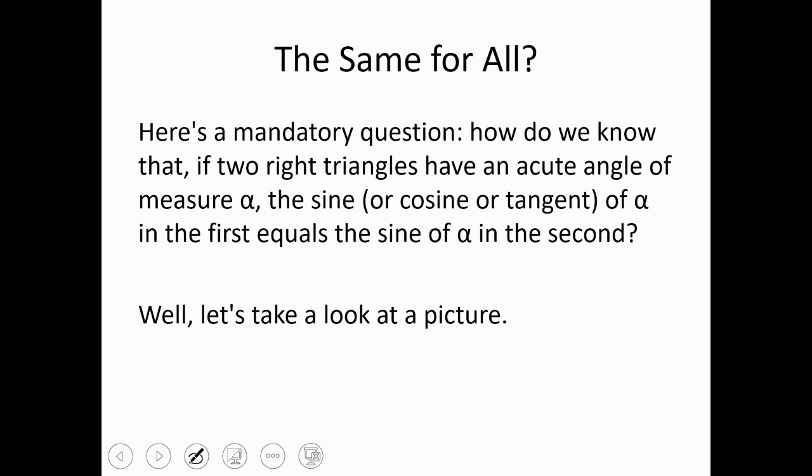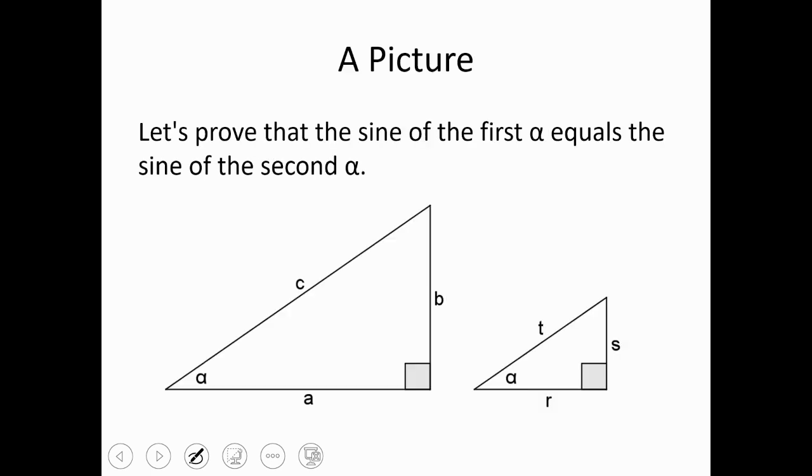And that is true. The value of the cosine or the sine or the tangent of a particular acute angle of a right triangle depends only upon that angle measure. Nothing else is needed to know what the ratio is, like in the case of sine, opposite over hypotenuse. But we need to understand why that is the case. That is, we need to understand why the value of the sine of an angle is the same in all right triangles that have that angle measure. Well, let's take a look at a picture. And I think with the picture, it'll begin to become clear why this is true.